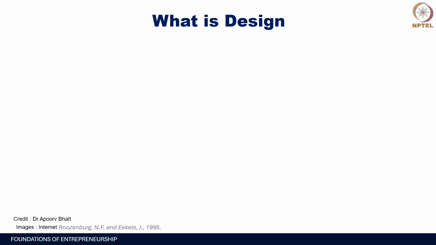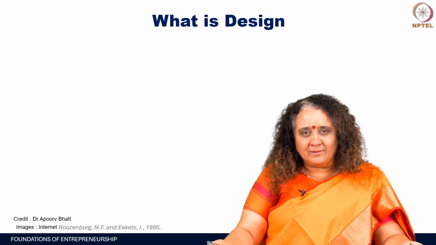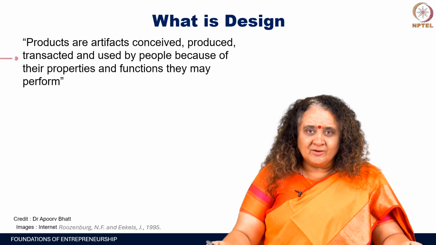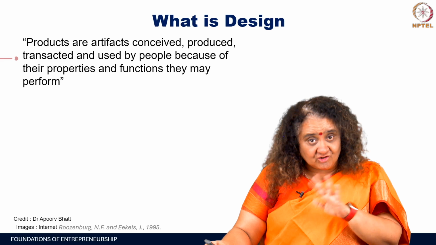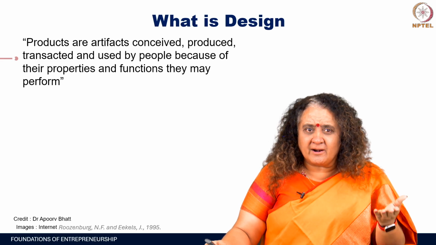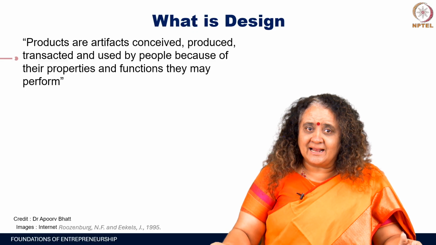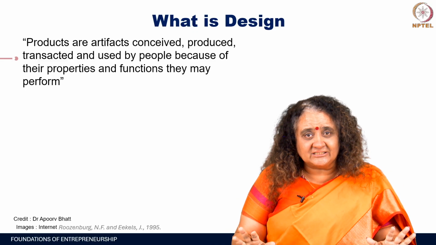So what is design is what Dr. Apurva starts this class with, and here is one definition of design, which says that products which are not natural, which means they are not naturally occurring, but artificial products which are designed, are conceived and produced and transacted and used by people because of the properties and functions that they have.